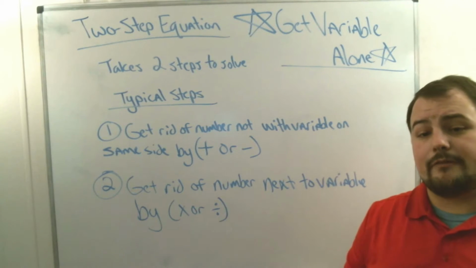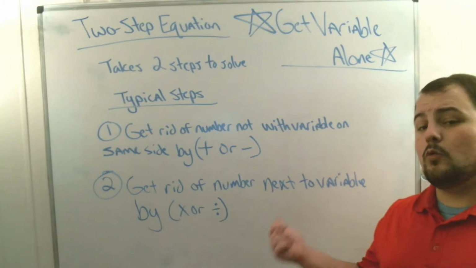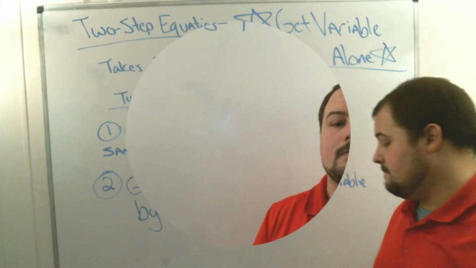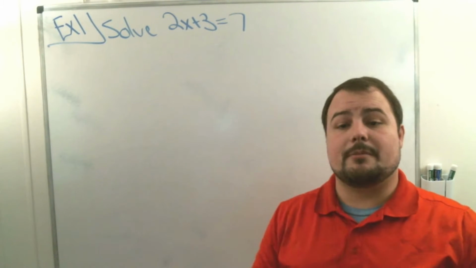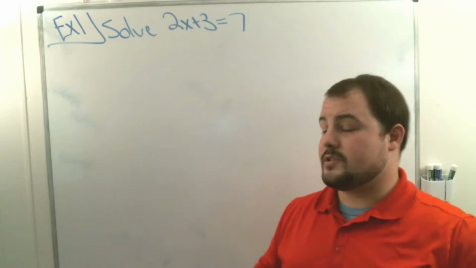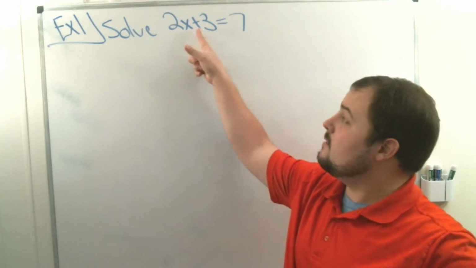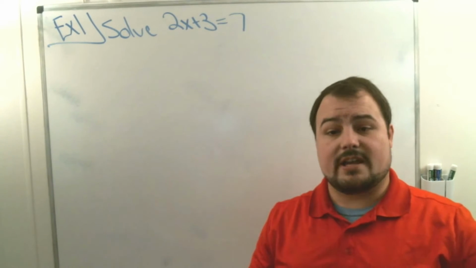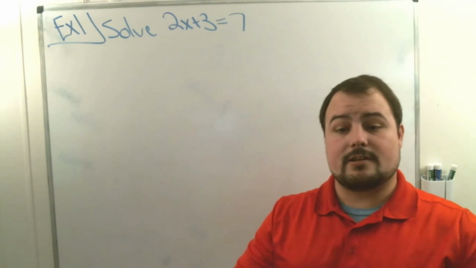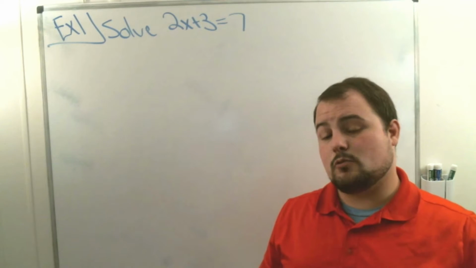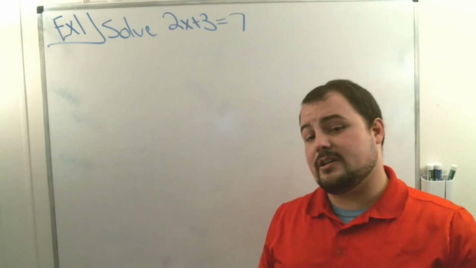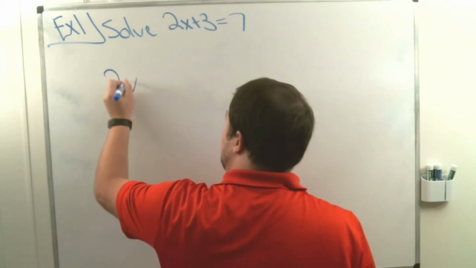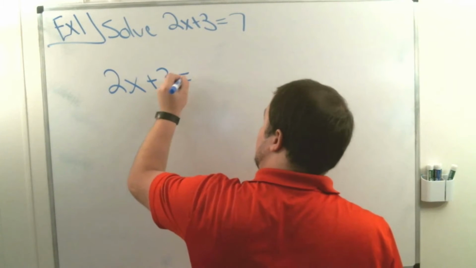So let's look at our first example and see what steps we need to do to get that variable all alone, which is our goal for this lesson. In our first example, we're going to solve the problem 2 times the number plus 3 equals 7. 2 times x plus 3 equals 7. Our goal is to get the variable x by itself, completely alone. Step 1 says we need to get rid of whatever numbers are on the same side as the variable, not with the variable. So looking at this problem, we have 2 times x plus 3 equals 7.